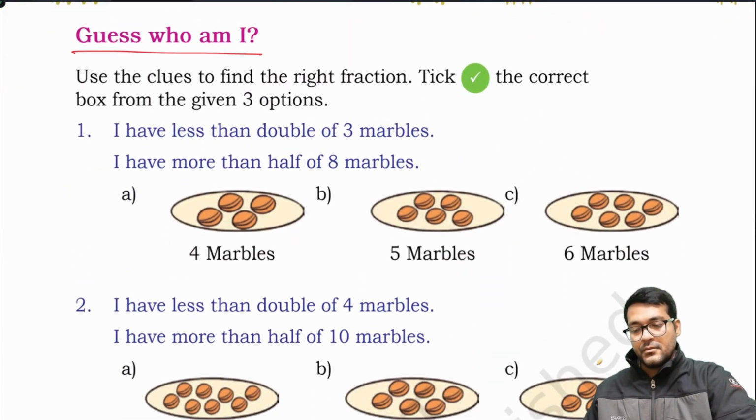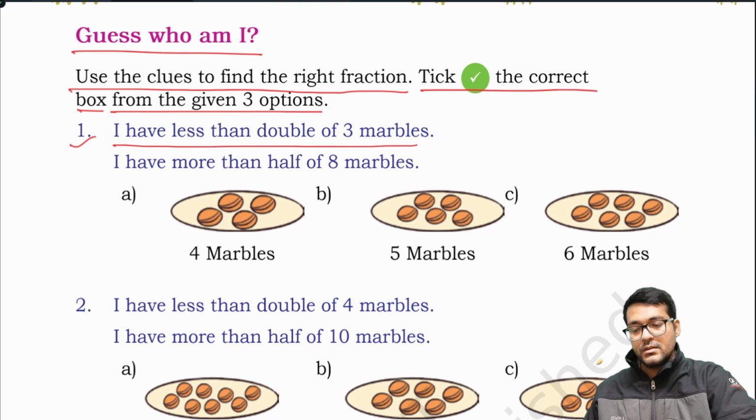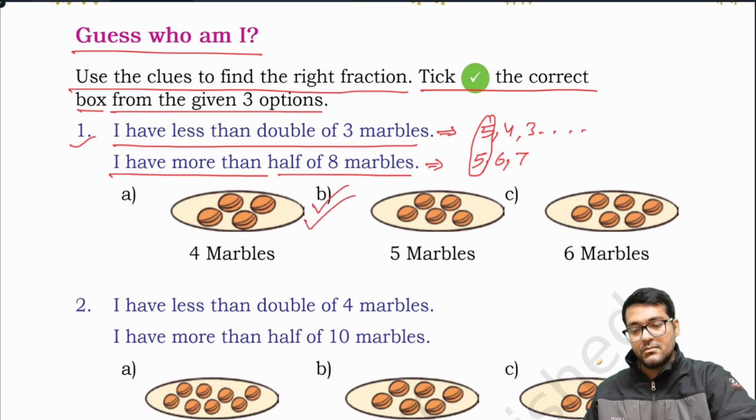Guess who am I? Use the clues to find the right fraction. Tick the correct box from the given 3 options. 1. I have less than double of 3 marbles. That is less than 6. That is 5, 4, 3, 2 like that. I have more than half of 8 marbles. Half of 8 is 4. That is more than that, 5, 6, 7. 5 is common in both. So the answer is 5 marbles.